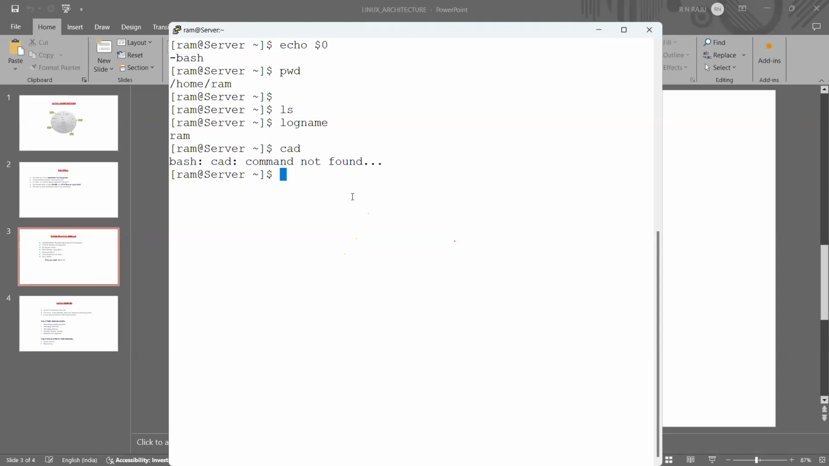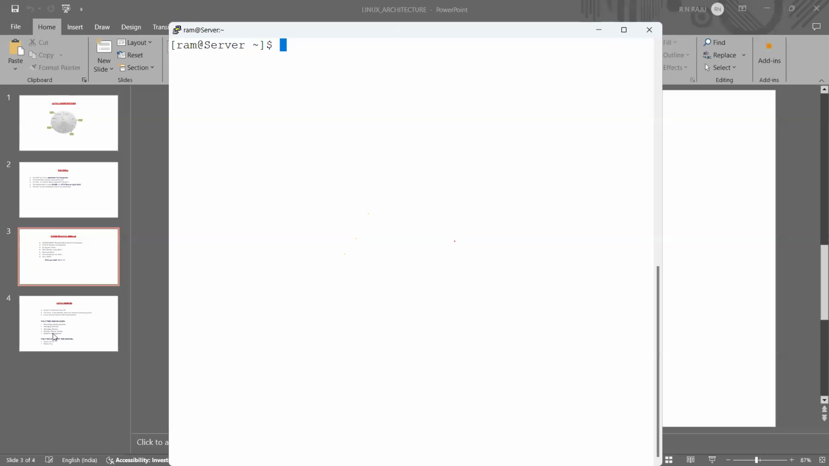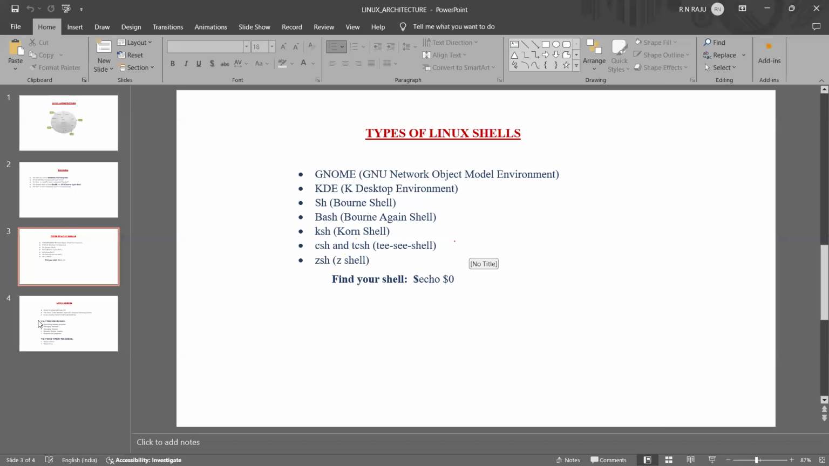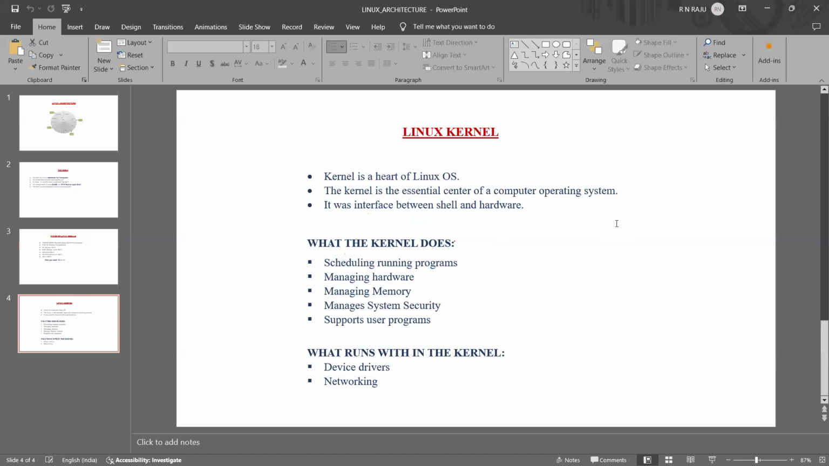Okay, so the next important thing: what is meant by kernel?